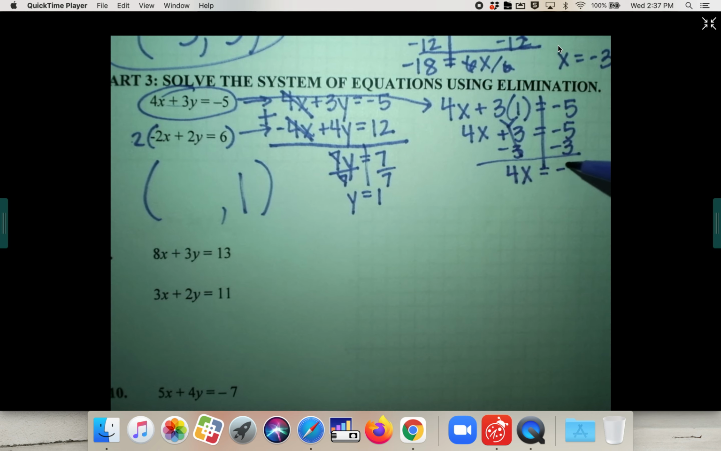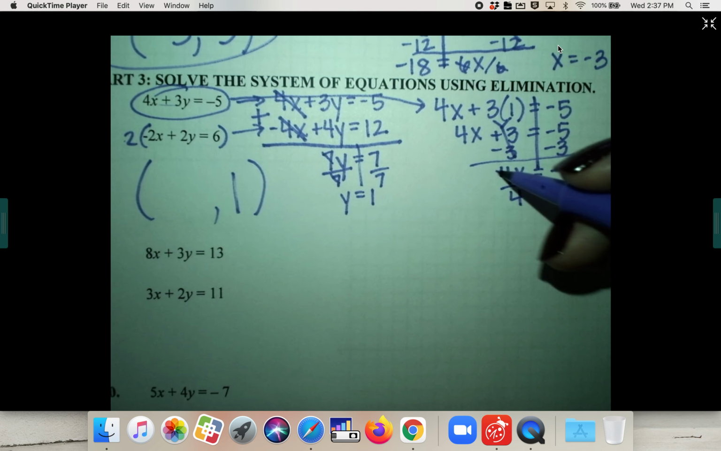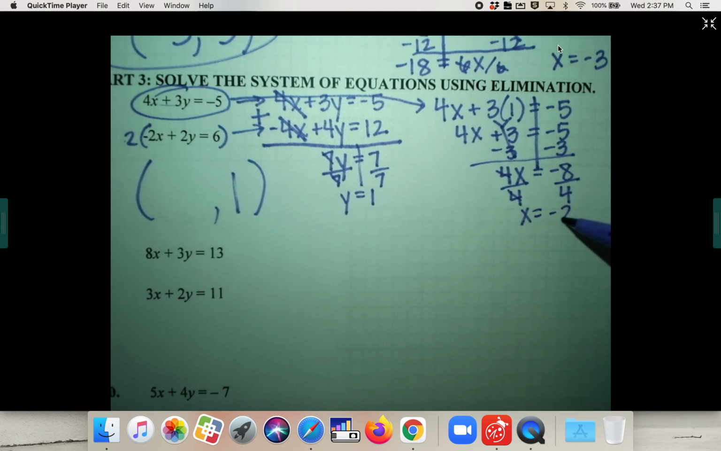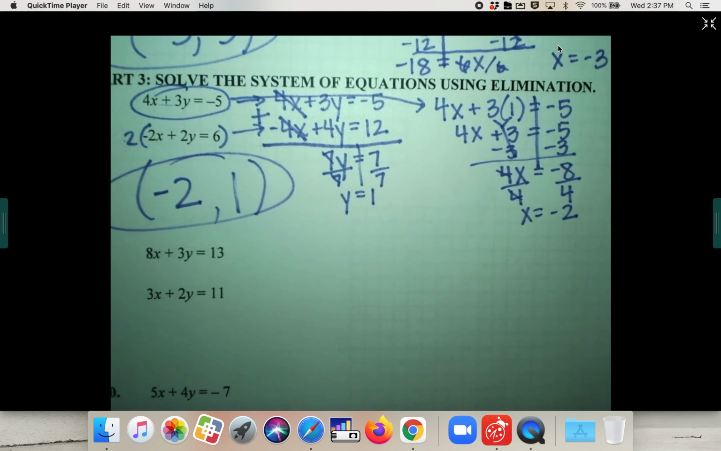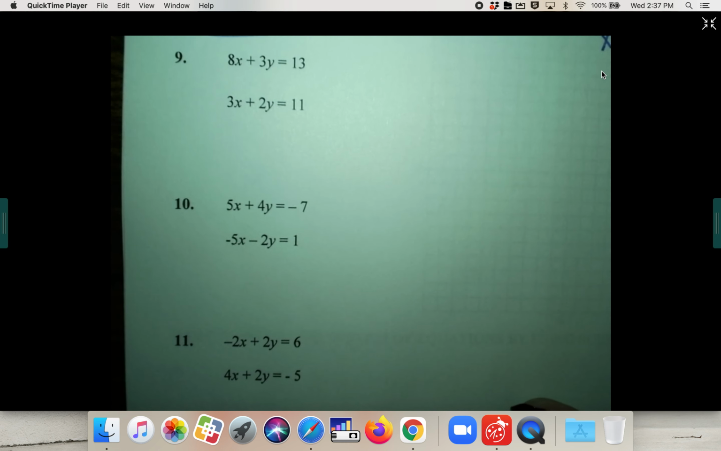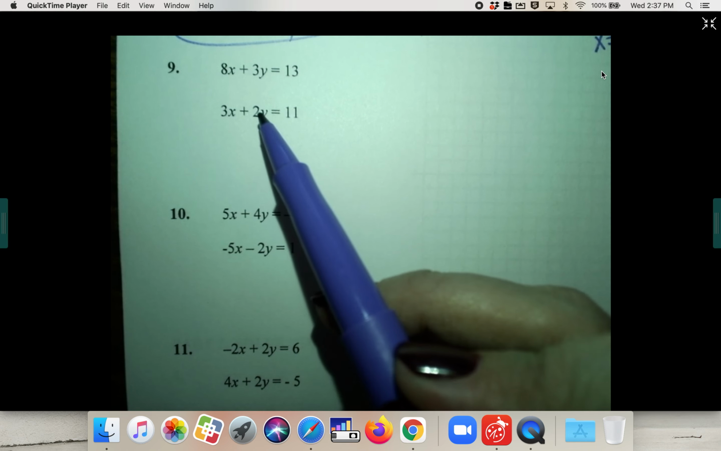4x equals negative 8. Divide both sides by 4. X equals negative 2. So my x coordinate is negative 2. All right, so number 9. I can't eliminate either one. 8 and 3, 2 and 3.